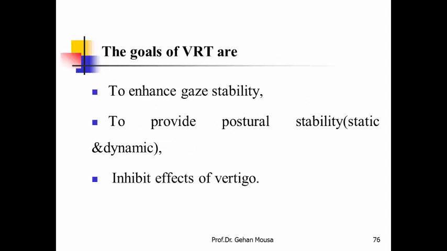The goals of these exercises: enhance gaze stability, which is important for ADL. Allow and help in eye-hand coordination. We can't pick up any object or manipulate any object by hands without eye contact and without proximal stability. So postural stability, static and dynamic, is very important and completes the action of gaze stability for completing the action of ADL.